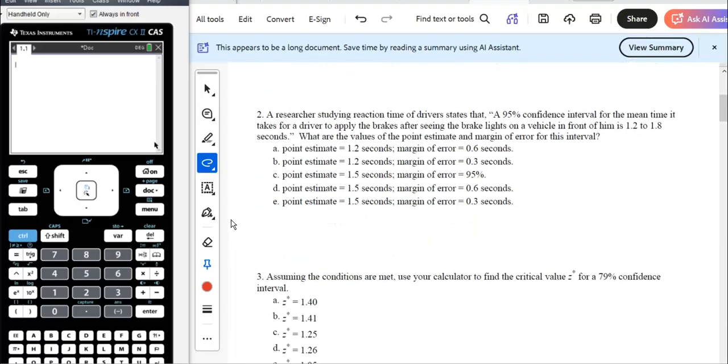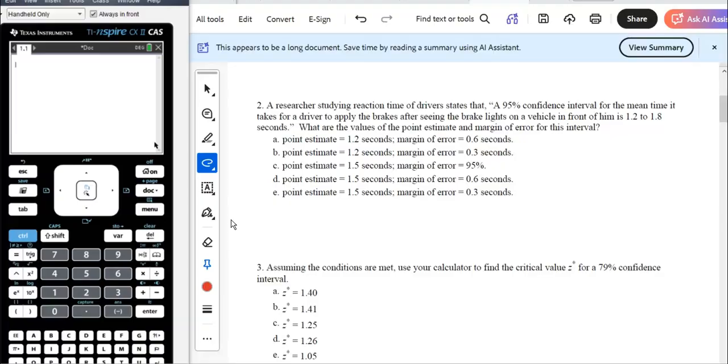Okay, number 2. Researchers studying the reaction time of drivers state that a 95% confidence interval for the mean time it takes for a driver to apply the brakes after seeing the brake lights on a vehicle in front of us is between 1.2 and 1.8 seconds. What is the value of the point estimate? Let's find that first. That's pretty easy in our calculator. You just average those two numbers, 1.2 plus 1.8. Be sure to get the sum first and then divide by 2: 1.5.